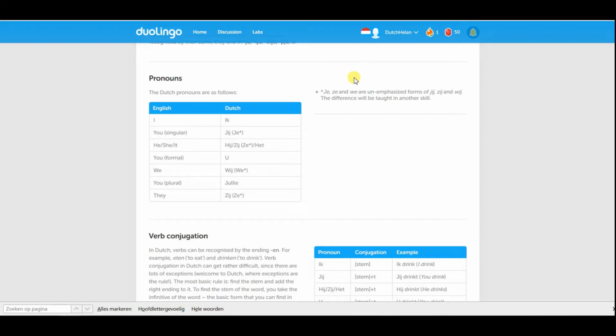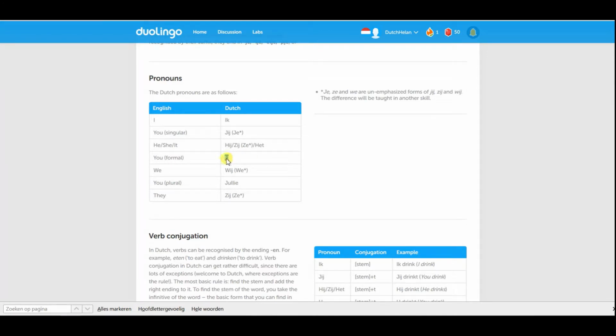Okay, on to the next one. So these are the pronouns. Ik, jij, or je. Both can be used. They will teach it in another skill. I think that's a good thing because right now it's not that important. The only thing you have to know is that both can be used. Hij, zij, or ze. Het. U, wij, we. Jullie, zij, ze.